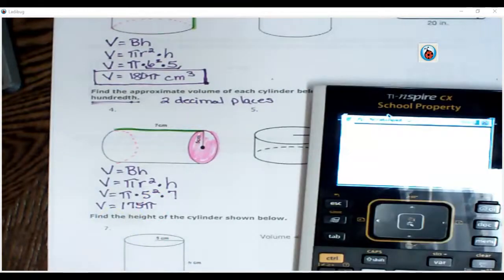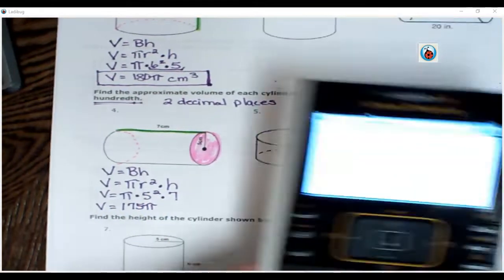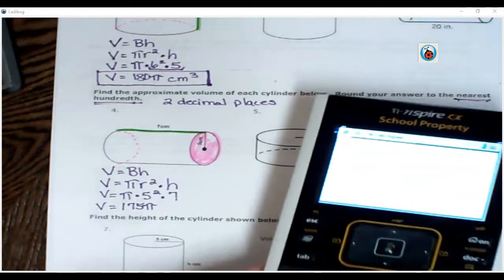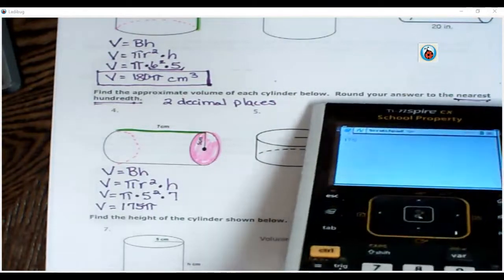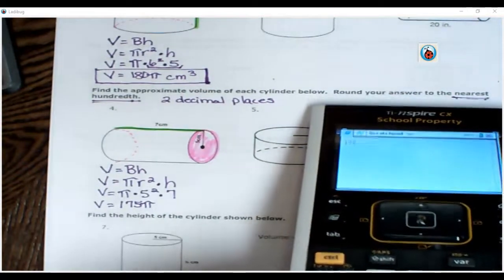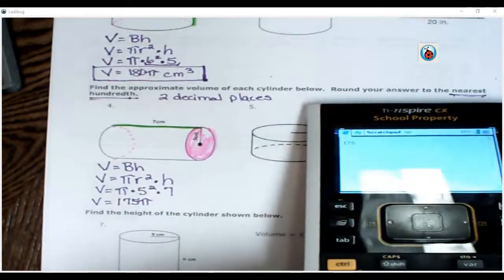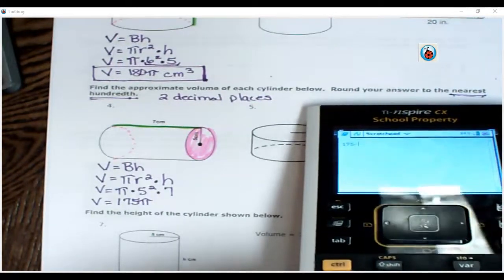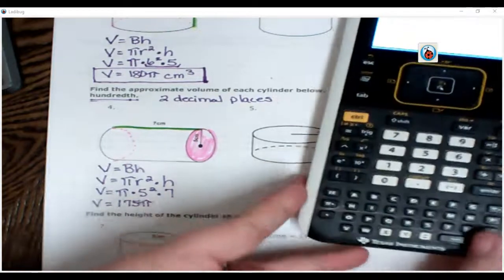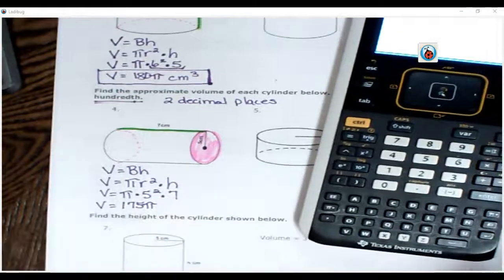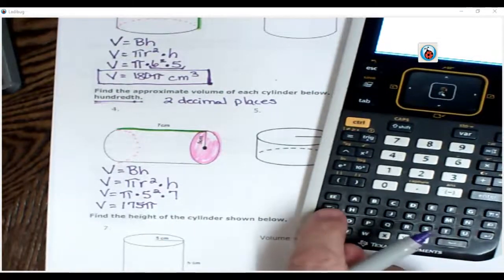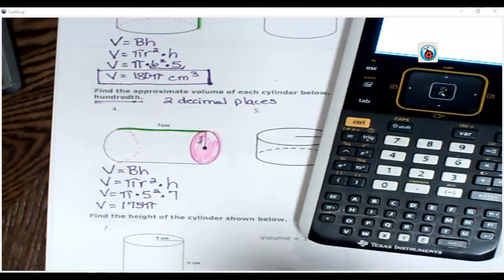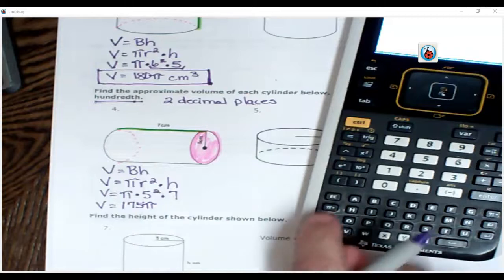All right, so I have my calculator. So I'm going to punch in 175. I think I have to tilt it so you guys could see it. 175 times, and then I'm going to use the pi button. We're no longer going to just type in 3.14. We're always going to use the pi button because this will calculate it to more decimal places so it's more accurate.